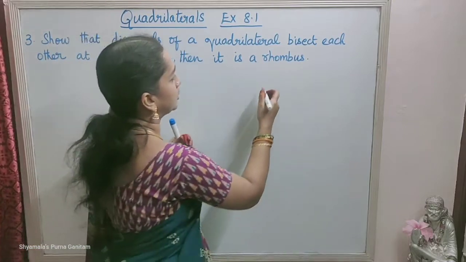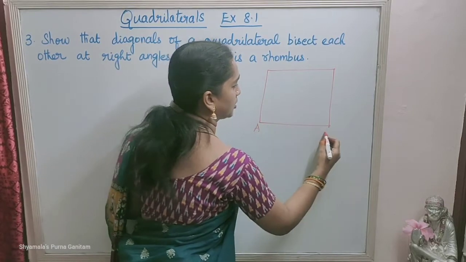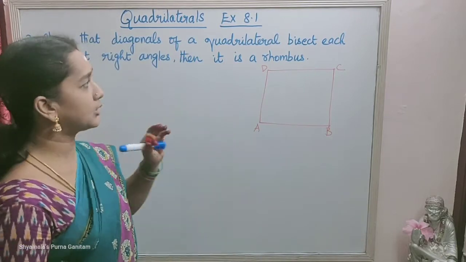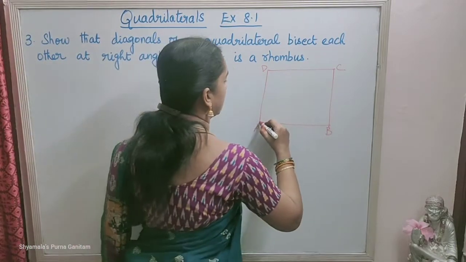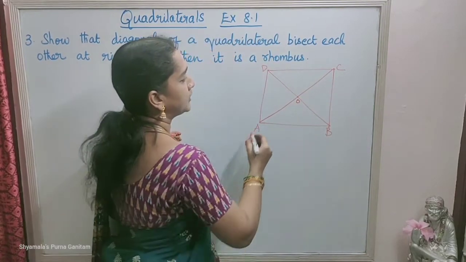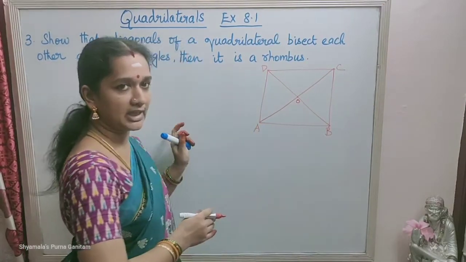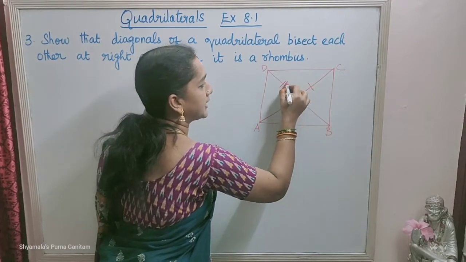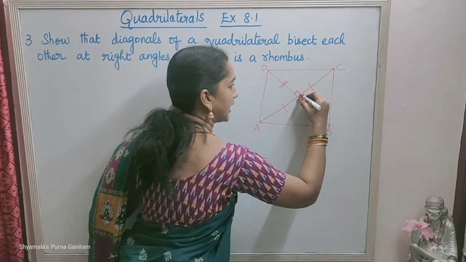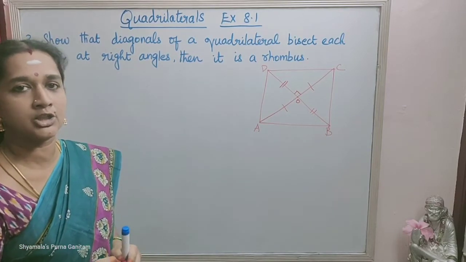So if you take a quadrilateral, I am naming that quadrilateral as ABCD. If ABCD is a quadrilateral and the diagonals bisect each other, that means AO is equal to OC and BO is equal to OD. If the diagonals bisect each other at right angles, then it is a rhombus. This is the thing we are asked to prove.